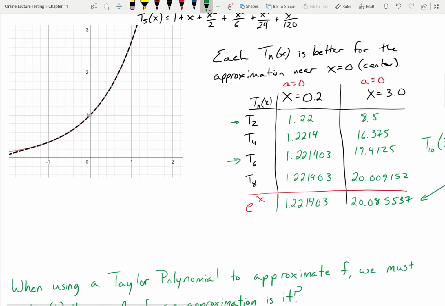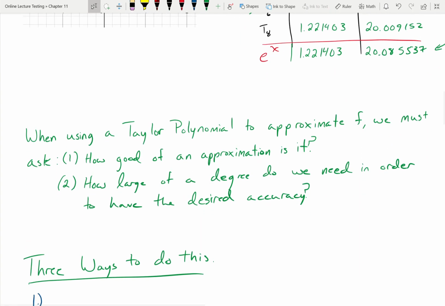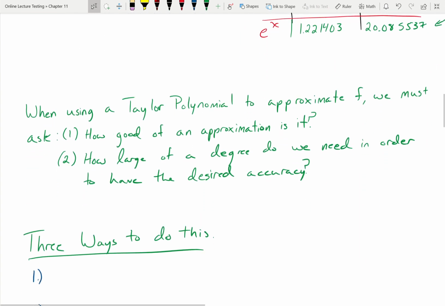All right. So then we can ask ourselves, well, how approximate is it? So again, when using a Taylor polynomial to approximate f, we must ask the following 2 questions. 1, how good of an approximation is it? And 2, how large of a degree do we need in order to have the desired accuracy? So are we going to have something accurate, and how many terms are we going to have to use to get to that accuracy level that we want?